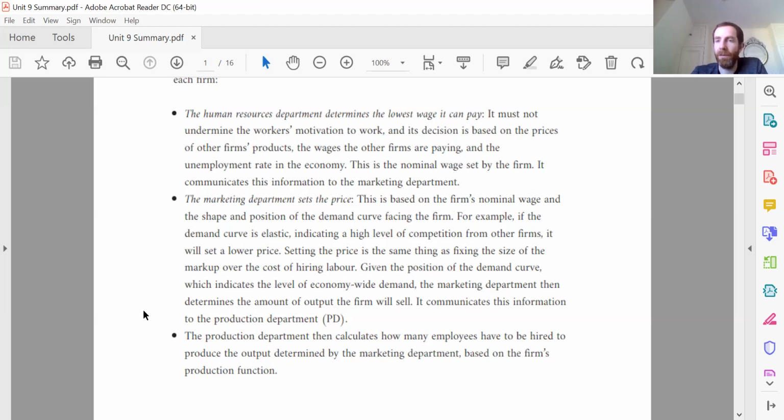So these three elements of the firm are ones I'm going to refer to quite a bit, and we use them again in further units. So HR, picking the wage, marketing, picking the price, and therefore also the quantity of output, and then production, determining how many workers are needed to produce that output.